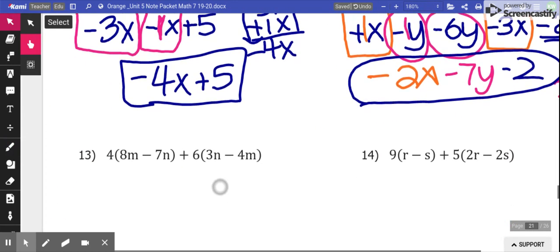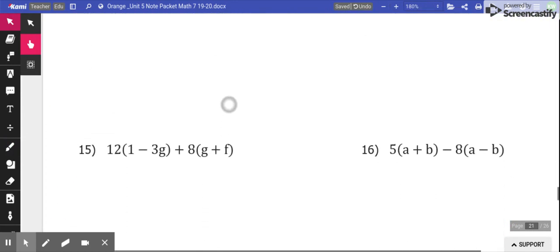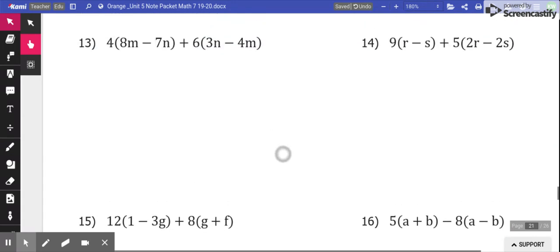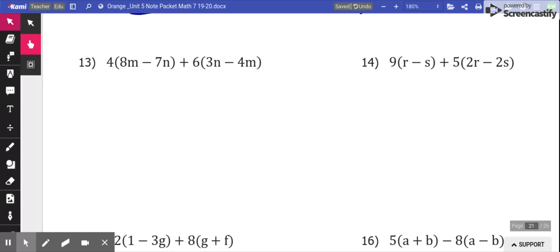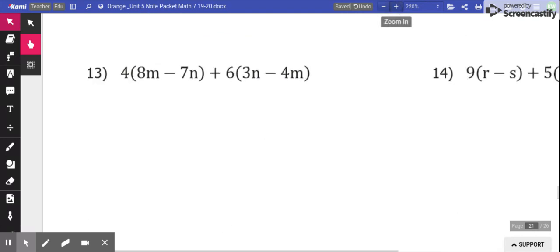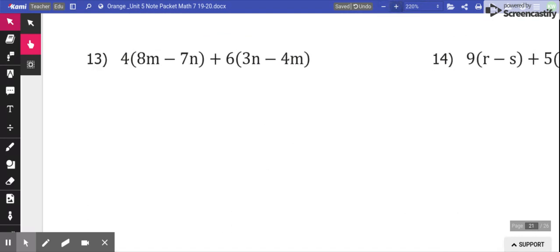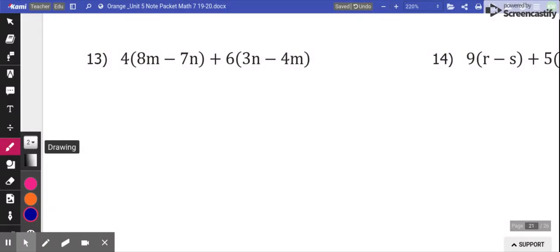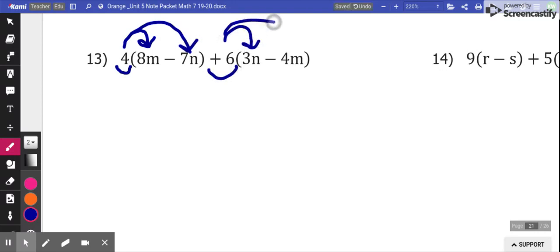All right, just a couple more. Okay, so looking at 13. I'm going to zoom right in here. You need to distribute twice. You need to distribute the 4 to these terms. And you need to distribute the positive 6 to these terms. All right, so let's get started.